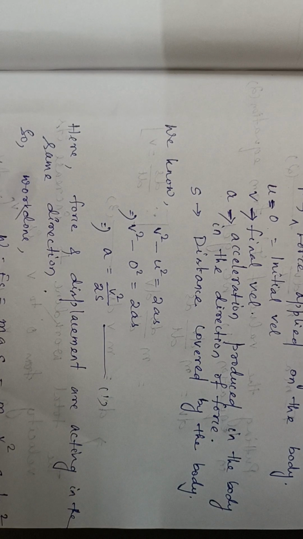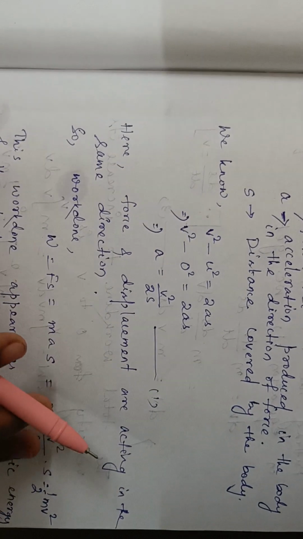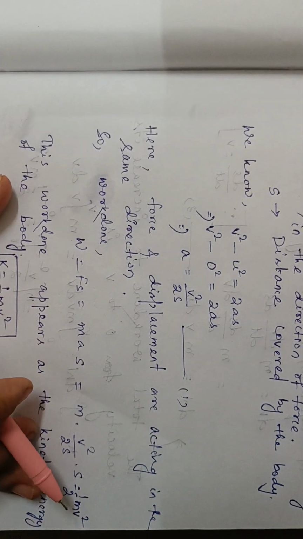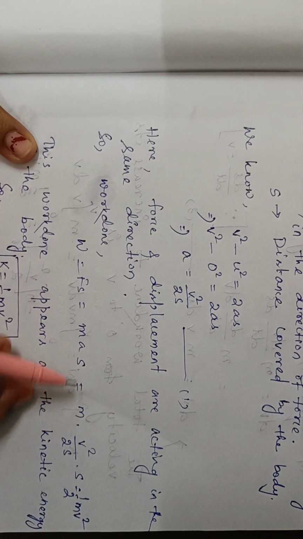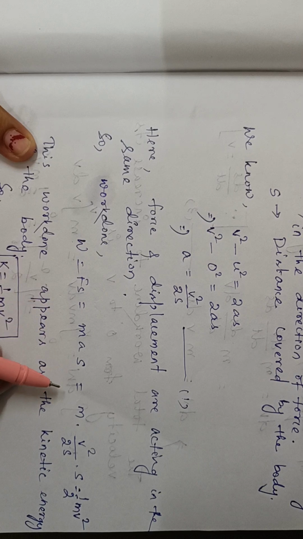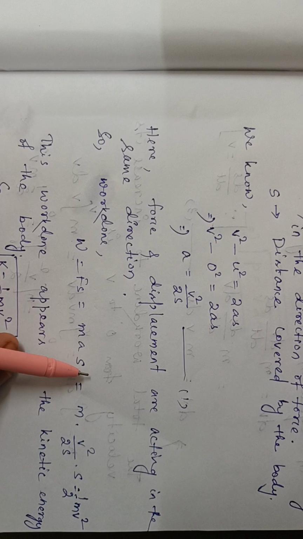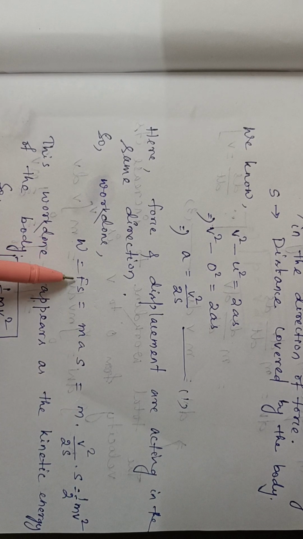Correct? So W is equal to Fs cos theta, you know. So cos 0, W is equal to Fs. Fs means Fs cos theta, and when theta is equal to 0 degree, cos 0 is equal to 1. Correct? So W is equal to Fs.